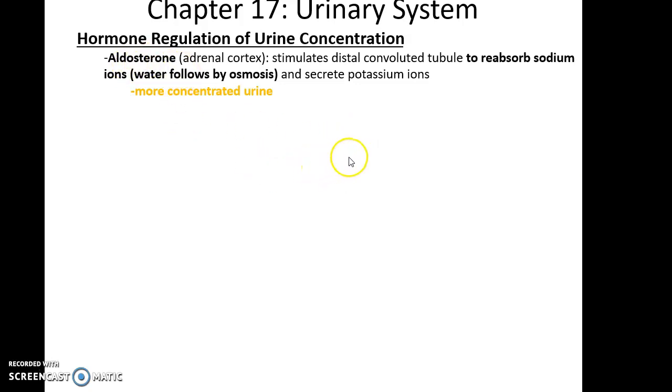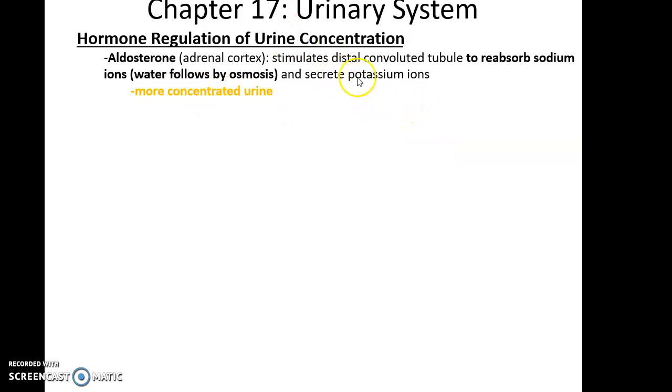Aldosterone, we mentioned a little bit already. Aldosterone stimulates the distal convoluted tubules to reabsorb sodium ions. So again, most of the reabsorption occurs in the proximal convoluted tubule, but this hormone, aldosterone, causes reabsorption in the distal convoluted tubules. Sodium returns to the bloodstream, so water will follow via osmosis. This leads to more concentrated urine.